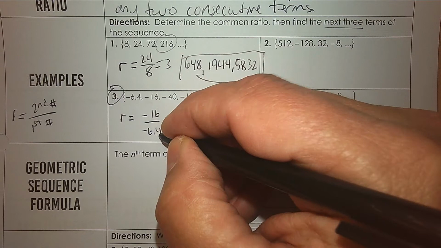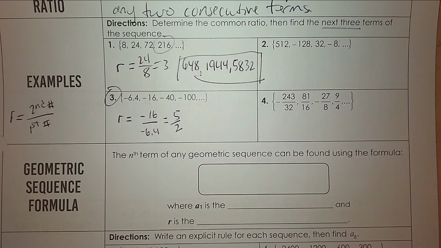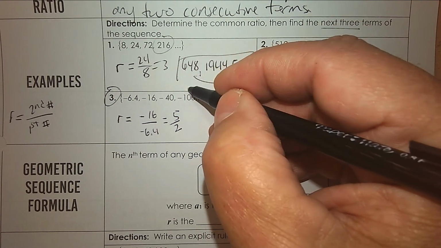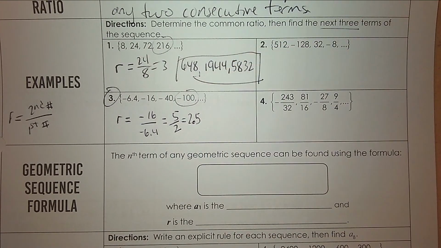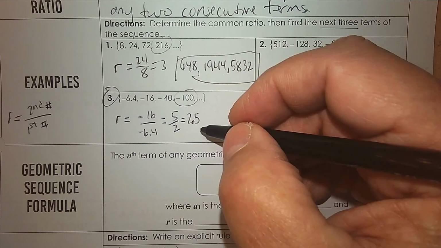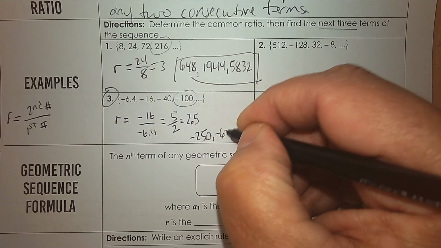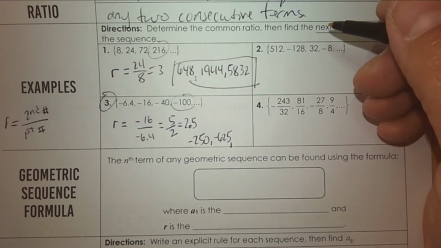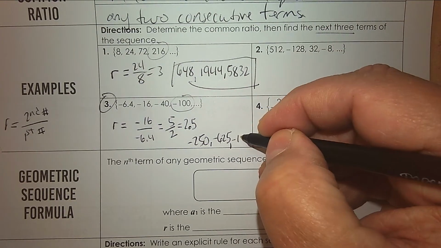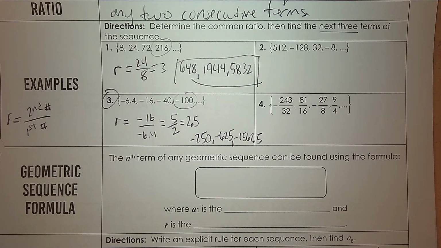So negative 16 divided by negative 6.4, what did you get? 2.5 or 5 over 2. Could you multiply it? You're right. It's probably just as easy to use 2.5. Can you find the next three terms for me using the common ratio 2.5? So negative 100 times 2.5 is negative 250. Again is negative 625. Again, 2.5 is negative 1,562.5.